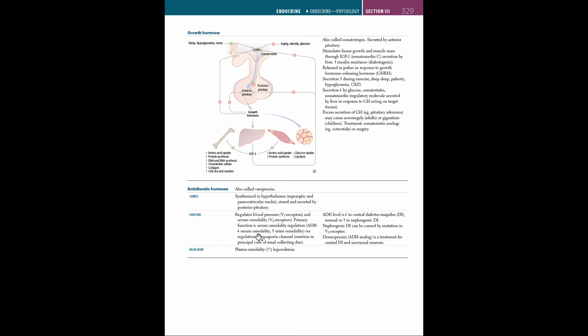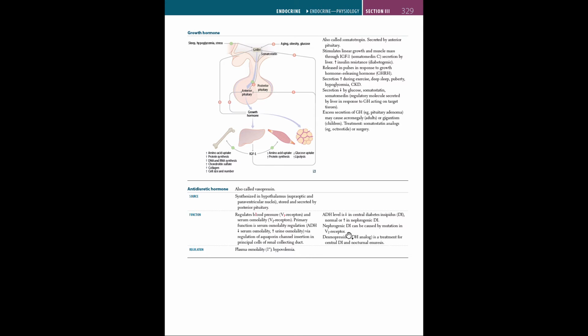Primary function is serum osmolality regulation: ADH causes decrease in serum osmolality and increase in urine osmolality. Why? Regulation of aquaporin channels, insertion in principal cells of renal collecting duct. ADH levels are decreased in central diabetes insipidus, DI, and normal or increased in nephrogenic DI. So in central it is decreased and in nephrogenic it's increased.